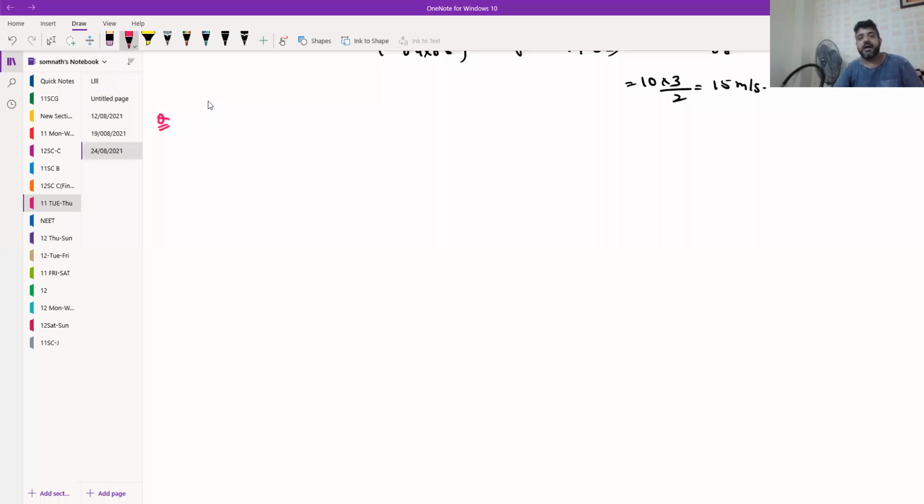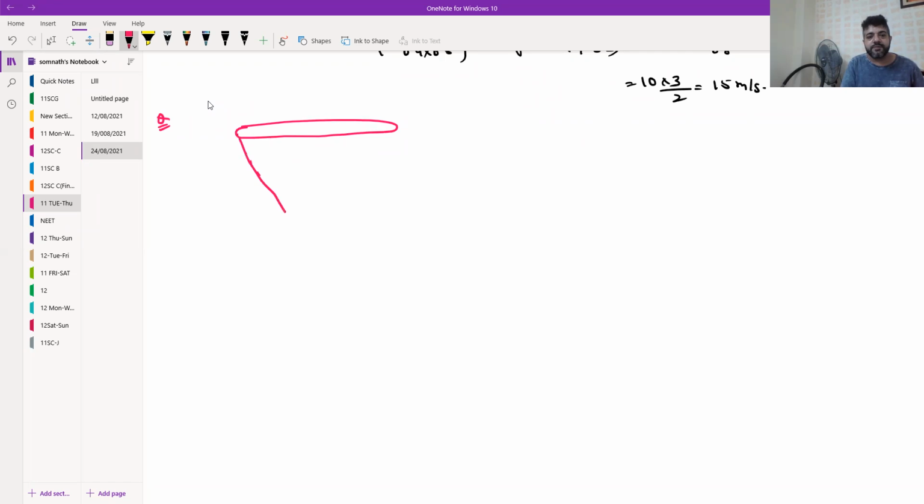Next question. Now I'm giving one more question. A particle describes a horizontal circle on a smooth inner surface of a conical funnel as shown in the figure. If the height of the plane of the circle above the vertex is 10 centimeter, find the speed of the particle. So first of all, a conical surface is given.